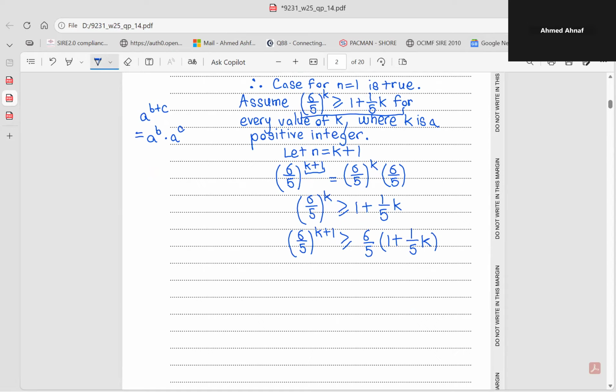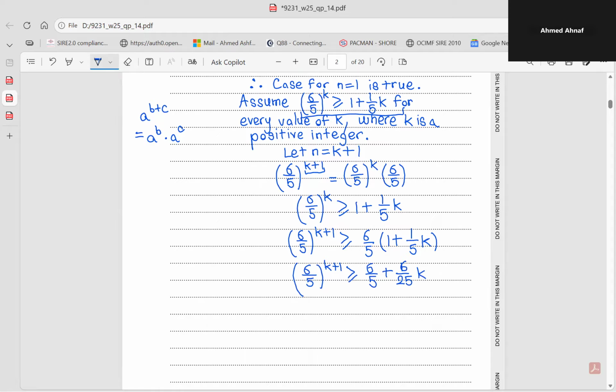So I know this is going to be a bit weird, like it won't make sense because it's not a usual proof by induction question. But just bear with me and simplify the entire expression on the right hand side. So doing that, you'll get 6 over 5 plus 1 plus 6 over 25k.